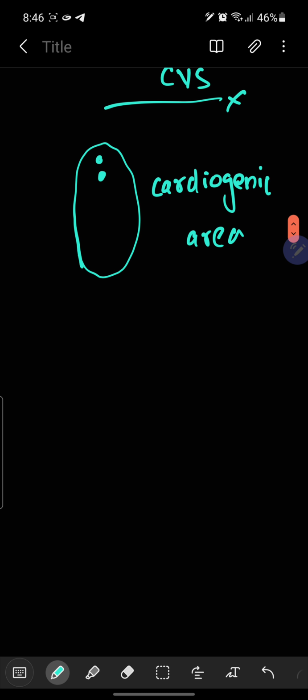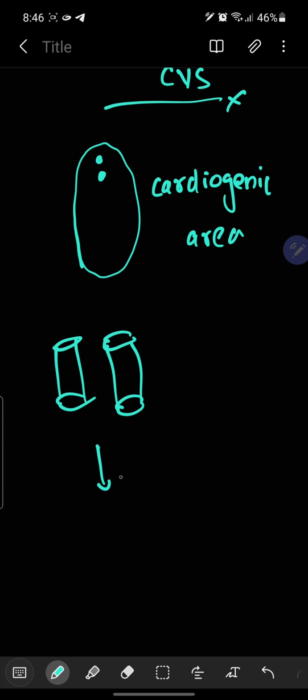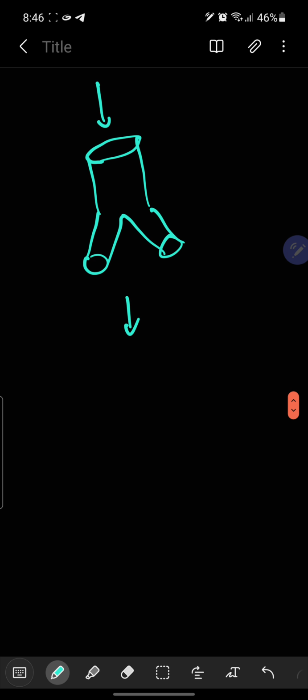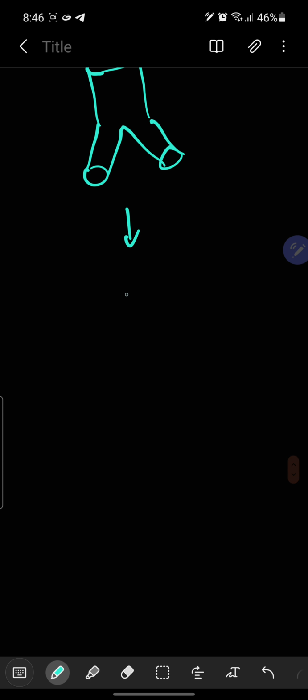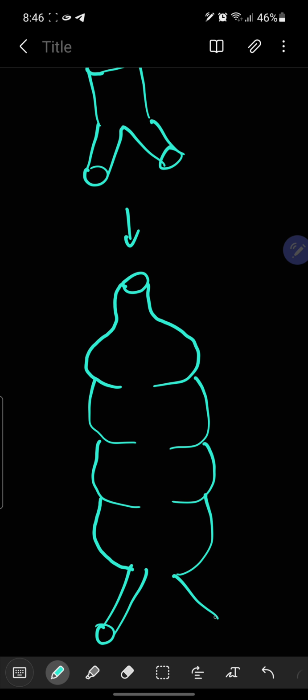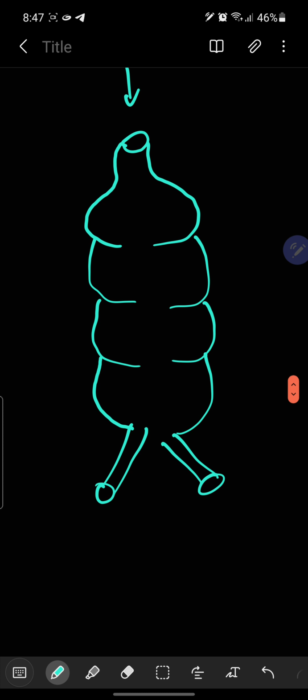In this cardiogenic area, first two endothelial tubes develop. These will then fuse to become a larger tube, but they do not fuse inferiorly, forming a shape like this. Then bulging appears.